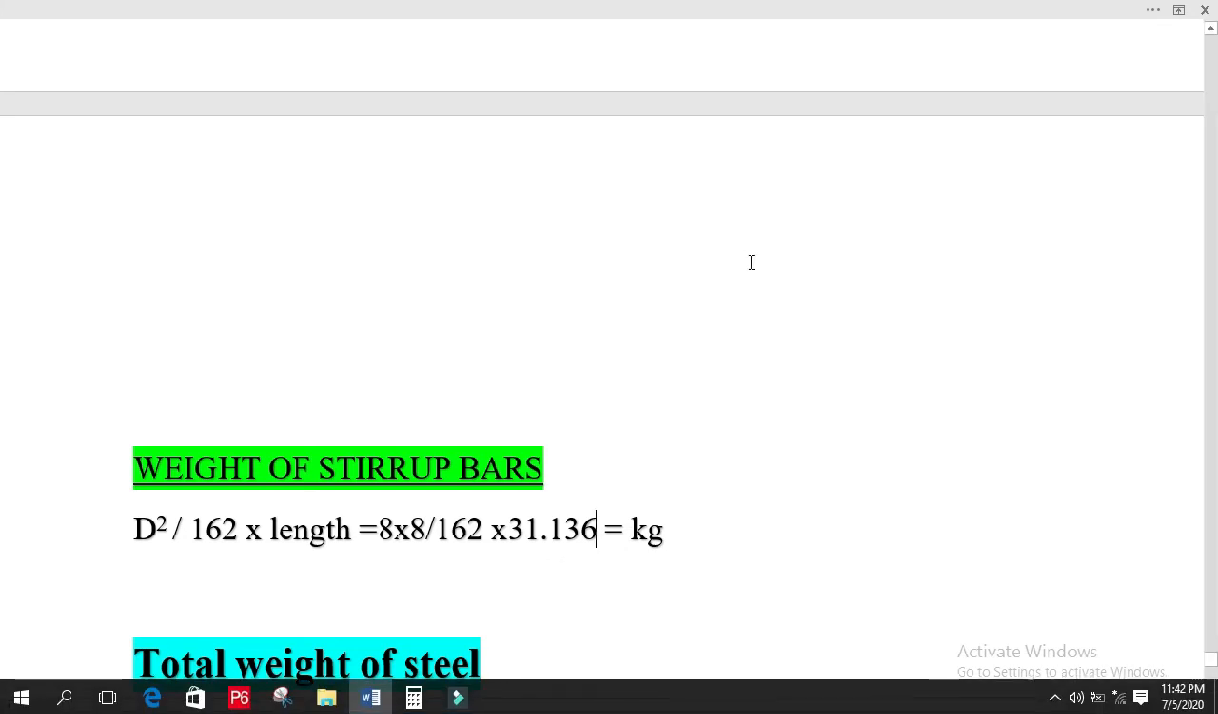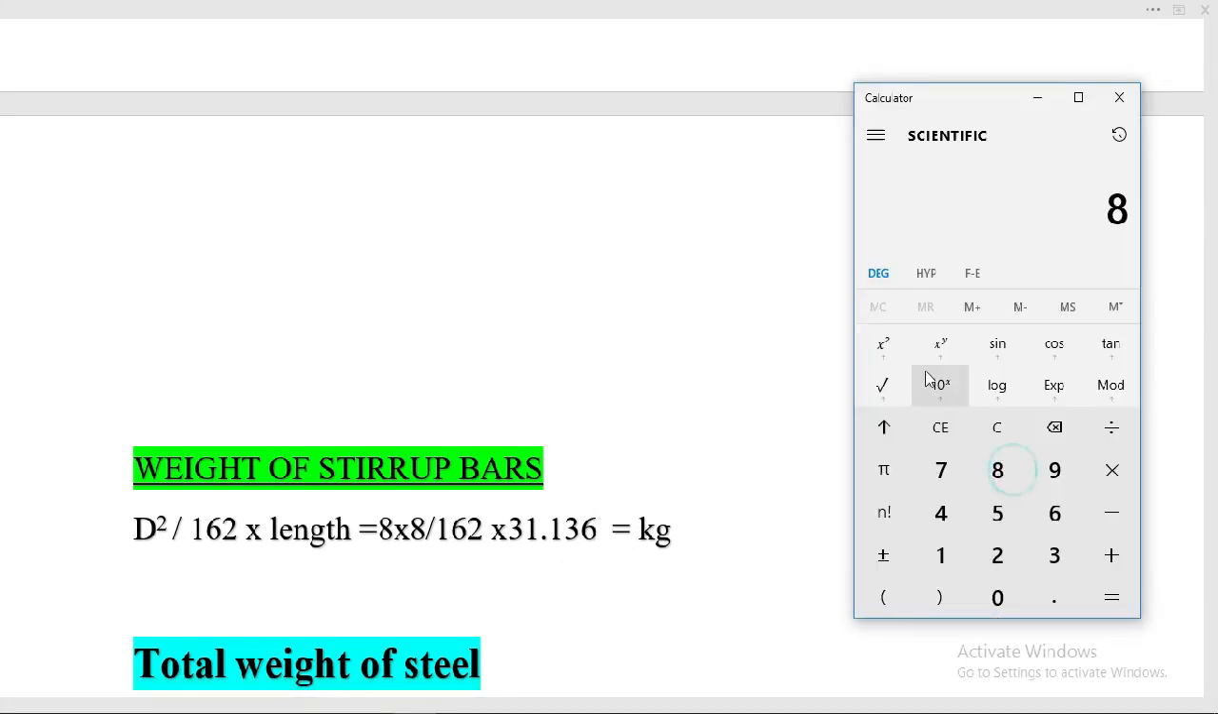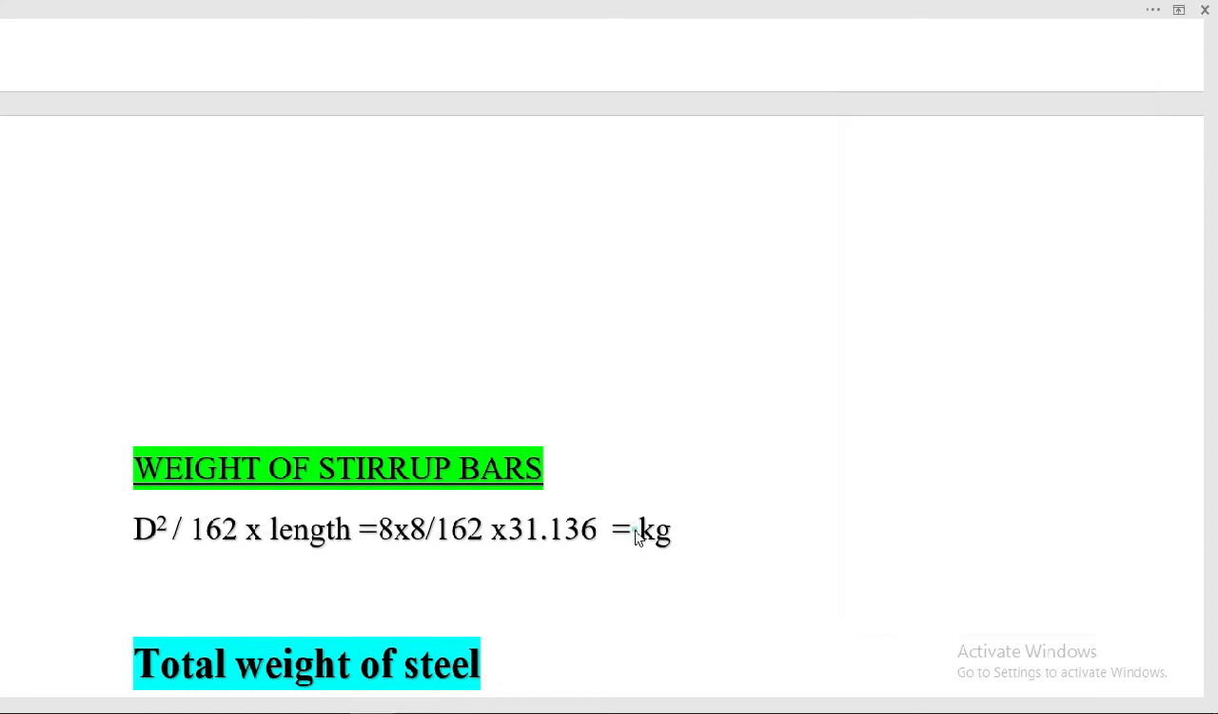Let me calculate it on the calculator now. 8 square 64 divided by 162, 0.395, then multiply it with the total cutting length of the stirrups, 31.136 meter. So the weight we require for the stirrups, total weight is 12.3 kg.